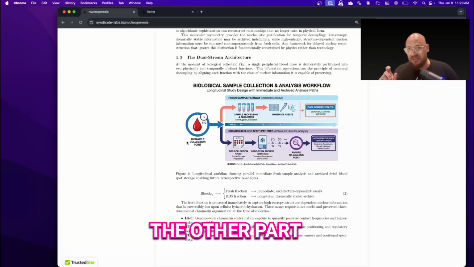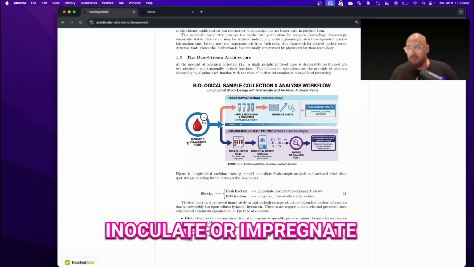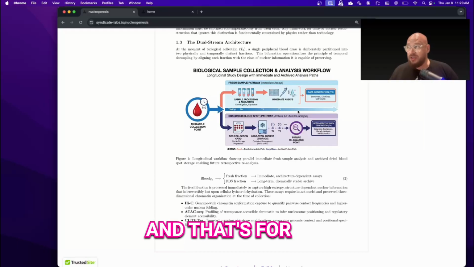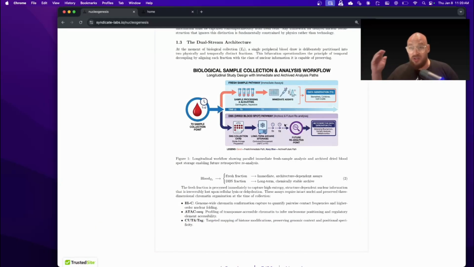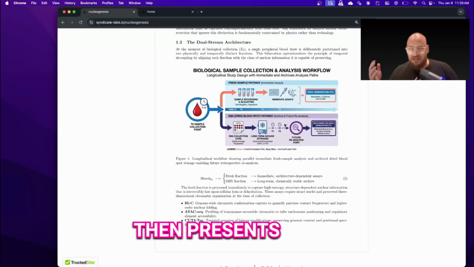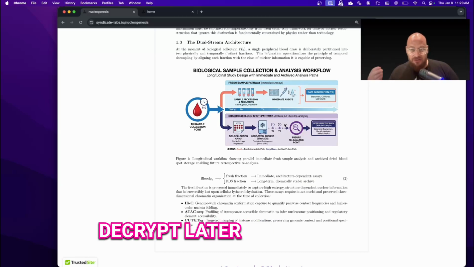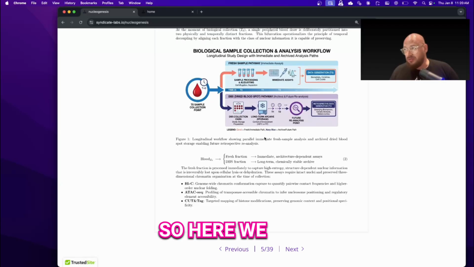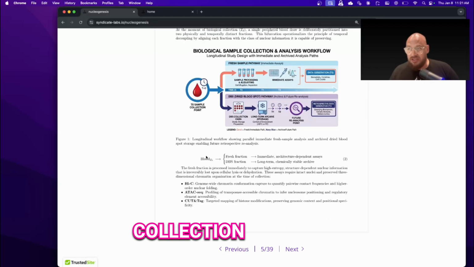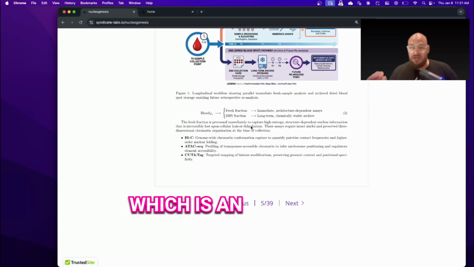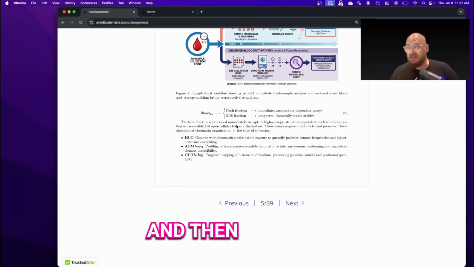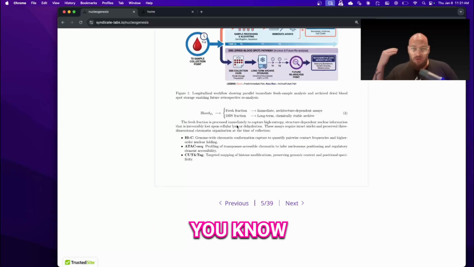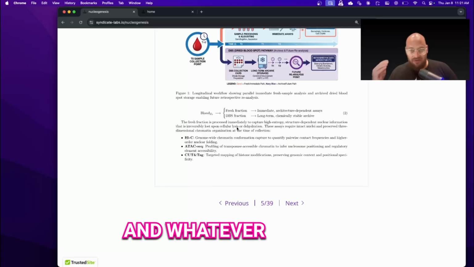And then we take the other part of the sample and we inoculate or impregnate a dried blood spot pathway, and that's for the archival and future analysis. So when the technology then presents itself, because this is definitely a collect now, decrypt later type of thing, right. So here we have a nice easy breakdown. You have your blood collection time here, and then you have your fresh fraction, which is an immediate architecture-dependent analysis. And then you have your DBS fraction, which is a long-term chemically stable or biophysically stable mechanism, which can then be used in the future as well as preserved and very robust, can withstand war, calamity, whatever you need, and whatever happens. All right.